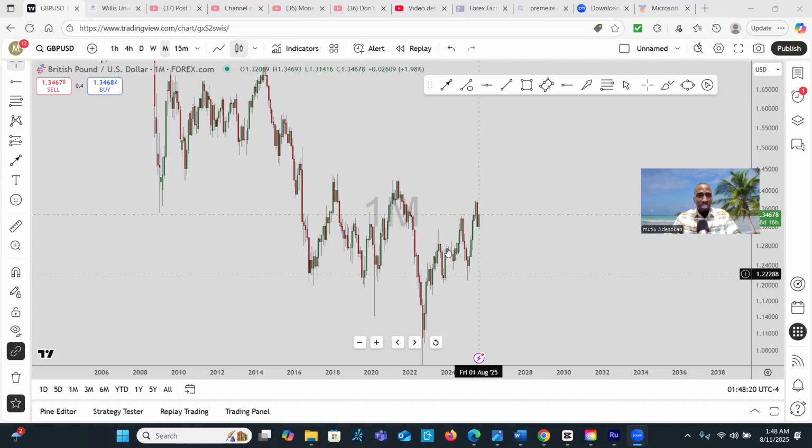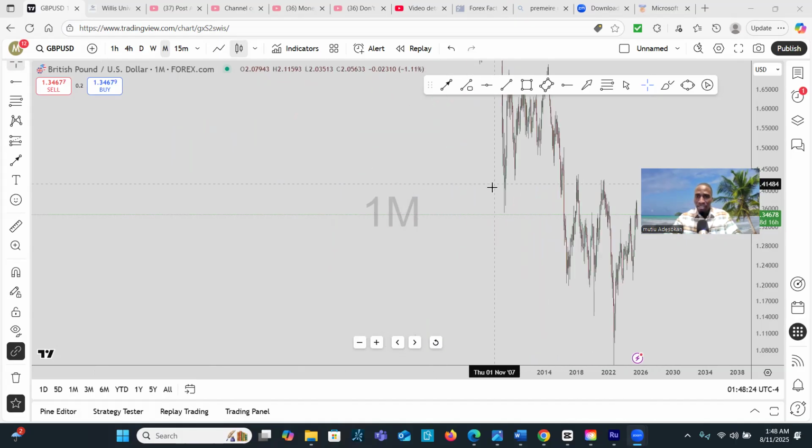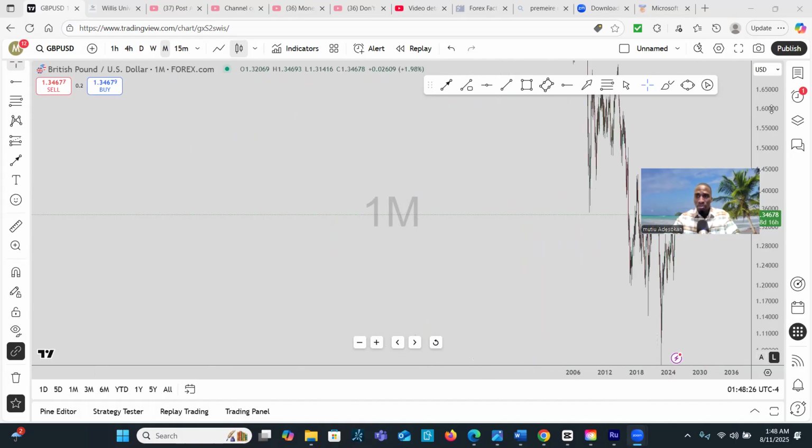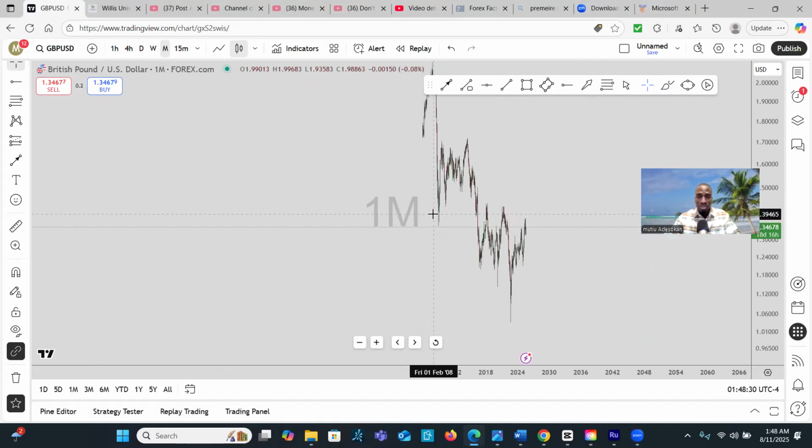So guys, this is the pound USD currency pair. What I normally do, before I draw out my lines or my support and resistance zones, is start with top-down analysis, which is from the monthly time frame down to the lower time frame, which is the daily time frame.